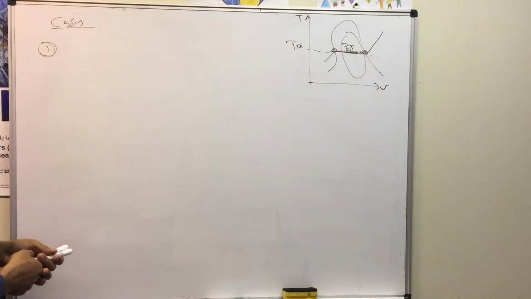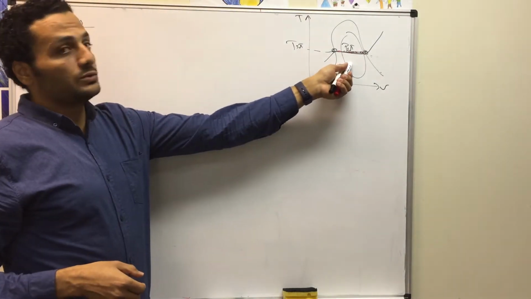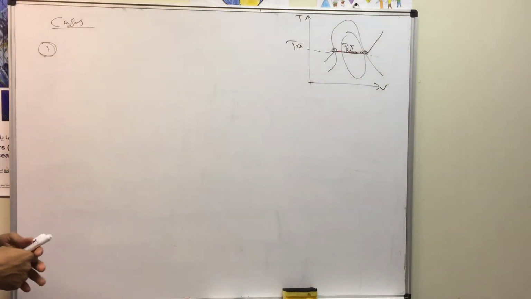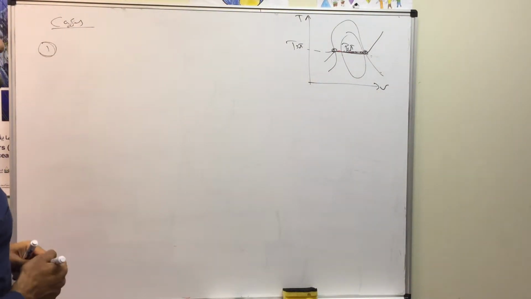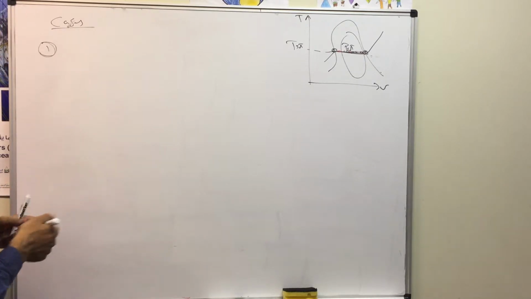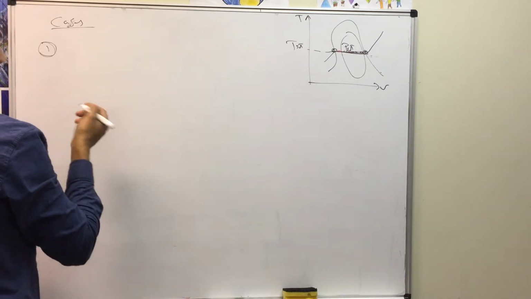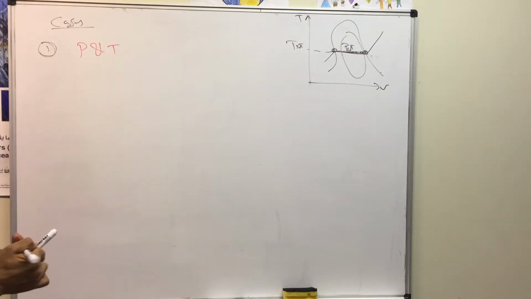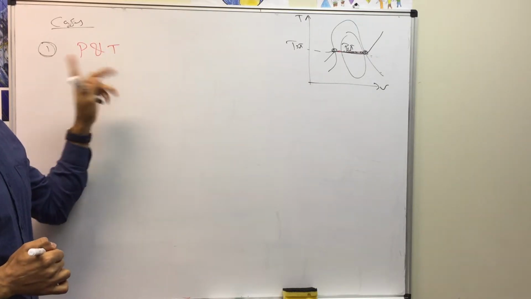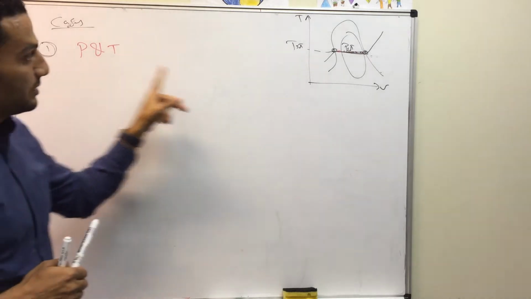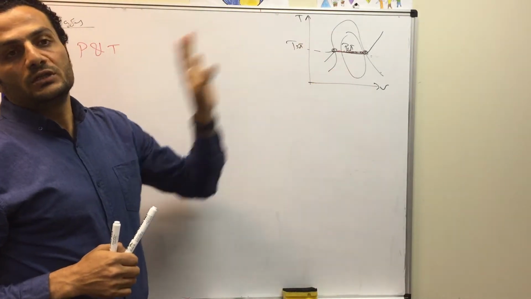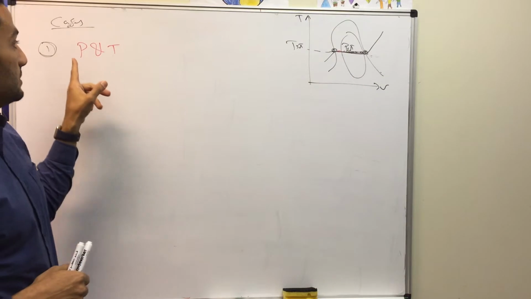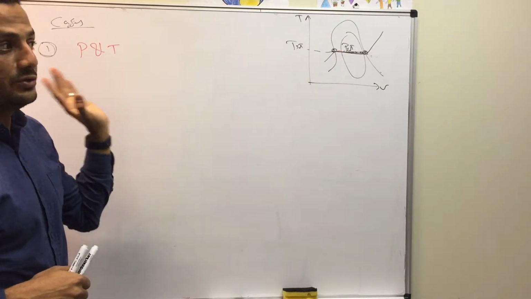So this means that if we are in the saturation zone, pressure and temperature cannot be given to specify the state of the substance. So the second case is when pressure and temperature are given. If the pressure and temperature are given, this means the state of the substance cannot be saturated, cannot be in the saturation zone, because in the saturation zone, pressure and temperature are not independent.